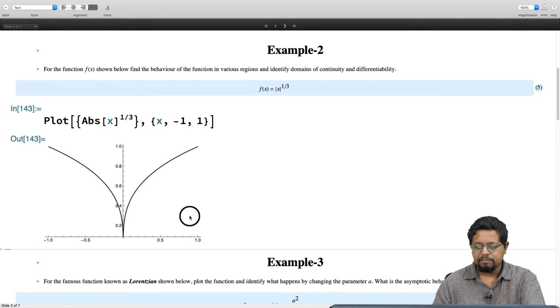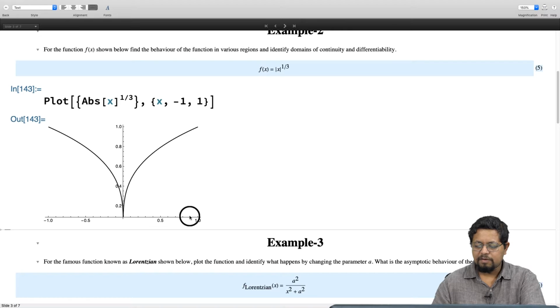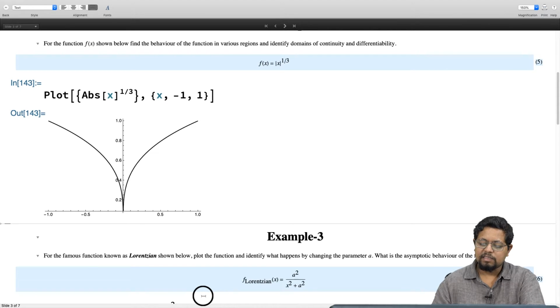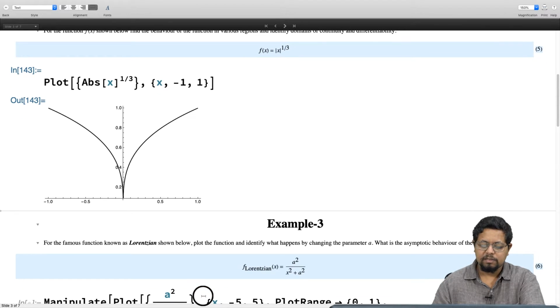Let's take the next example. This time we'll work with a famous function called Lorentzian. Lorentzian is given by f of x equal to a square by x square plus a square. Let us find out what is the asymptotic behavior of this function, and at the same time also look at what are its other properties.